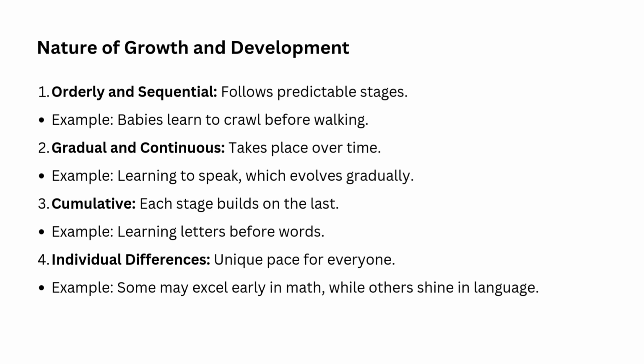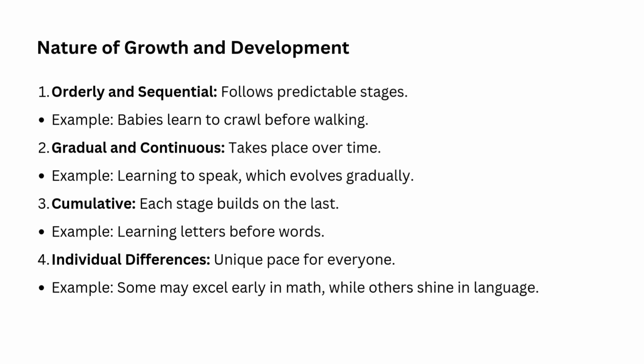The first point, orderly and sequential. So growth and development follow a particular sequence that is predictable. For example, a newborn first learns to hold up their head, then progresses to sitting, crawling, and eventually walking. This sequence is not just physical. Cognitive development, like learning language, also follows an order, such as babbling before forming words.